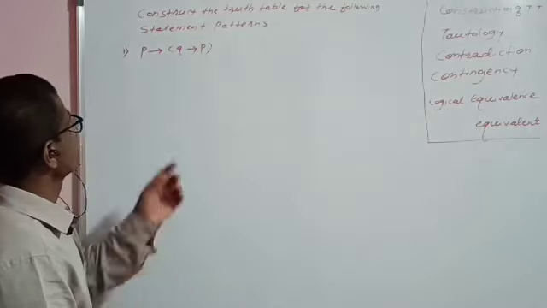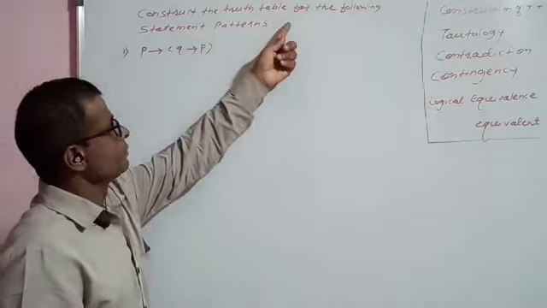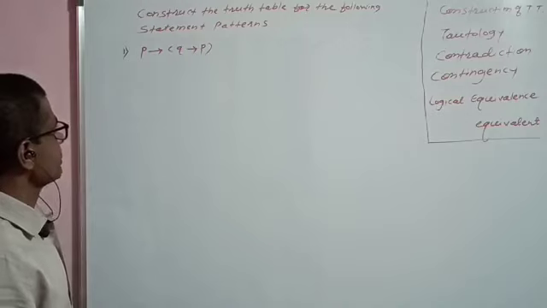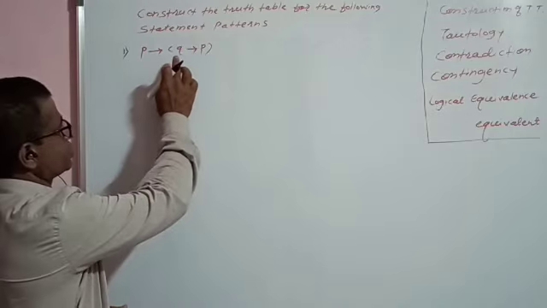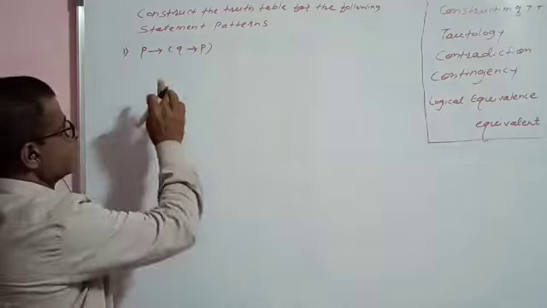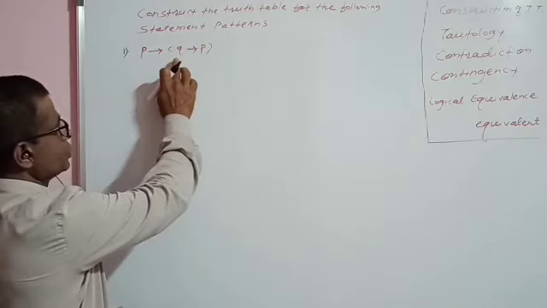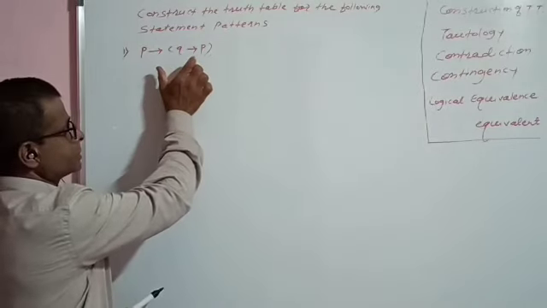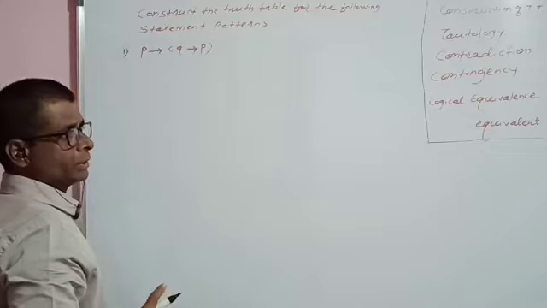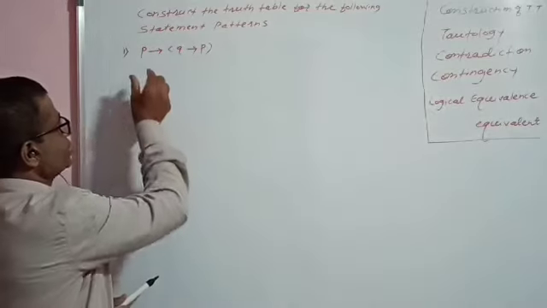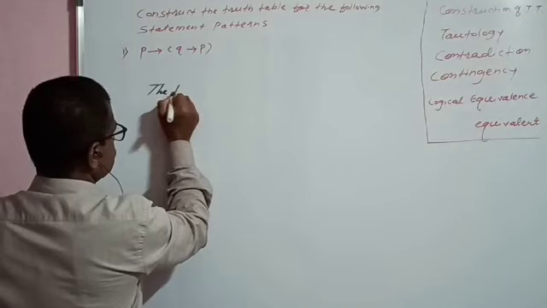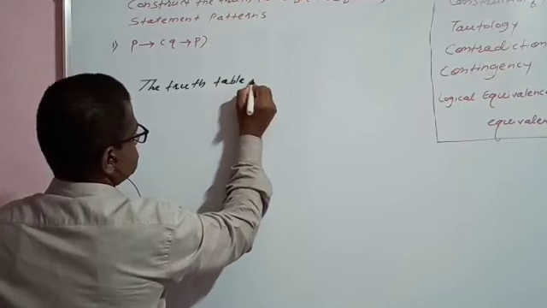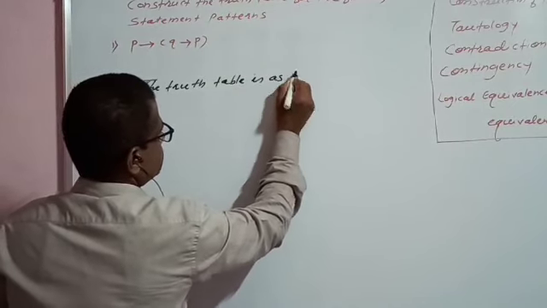So the question is like this: construct the truth table for the following statement patterns. The first statement pattern is P implication, Q implication, P. P conditional, Q conditional, P. If you see this statement pattern, only two statement letters are present. One is P, another is Q. The truth table is as follows.